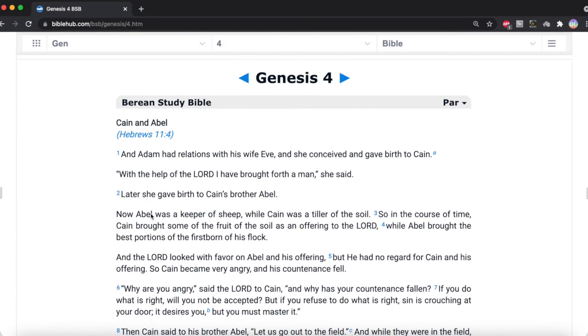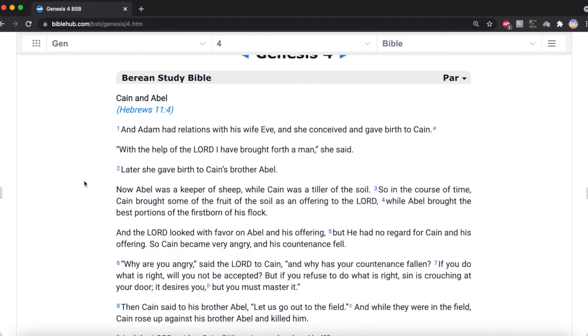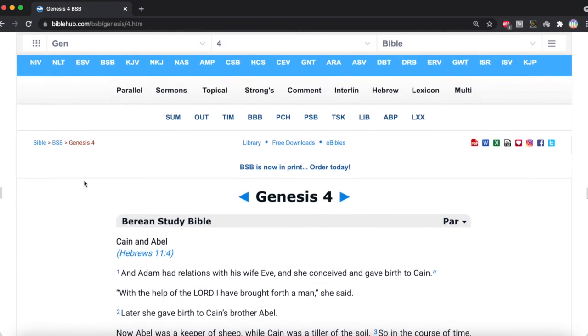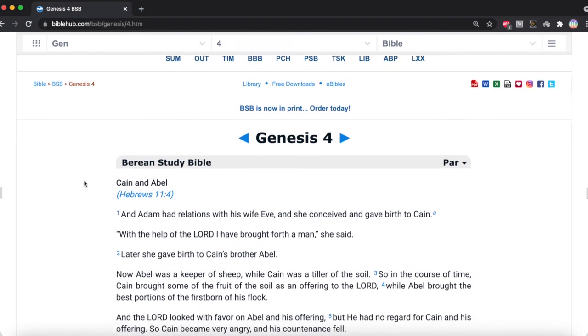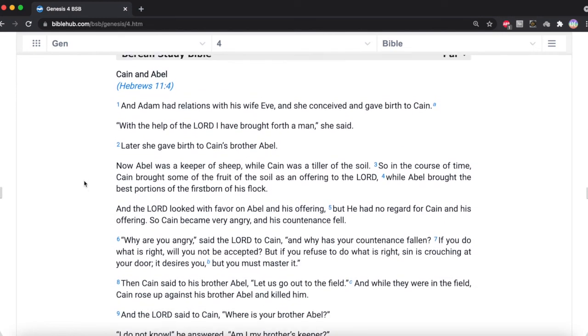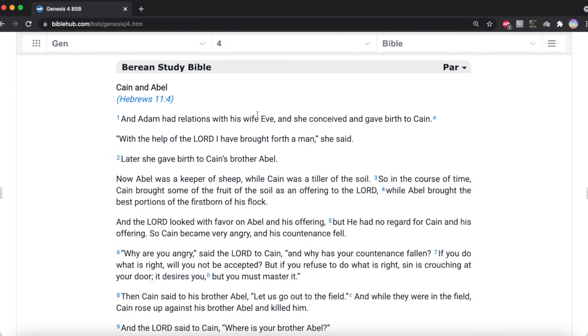So I've got my Cain and Abel story, and I'm reading it. I don't know this, but pretend I like Berean Study Bible. I don't know. Maybe I do. And Adam had relations with his wife Eve, and she conceived and gave birth to Cain. So we started with that. And she says, with the help of the Lord, I have brought forth a man, she said.